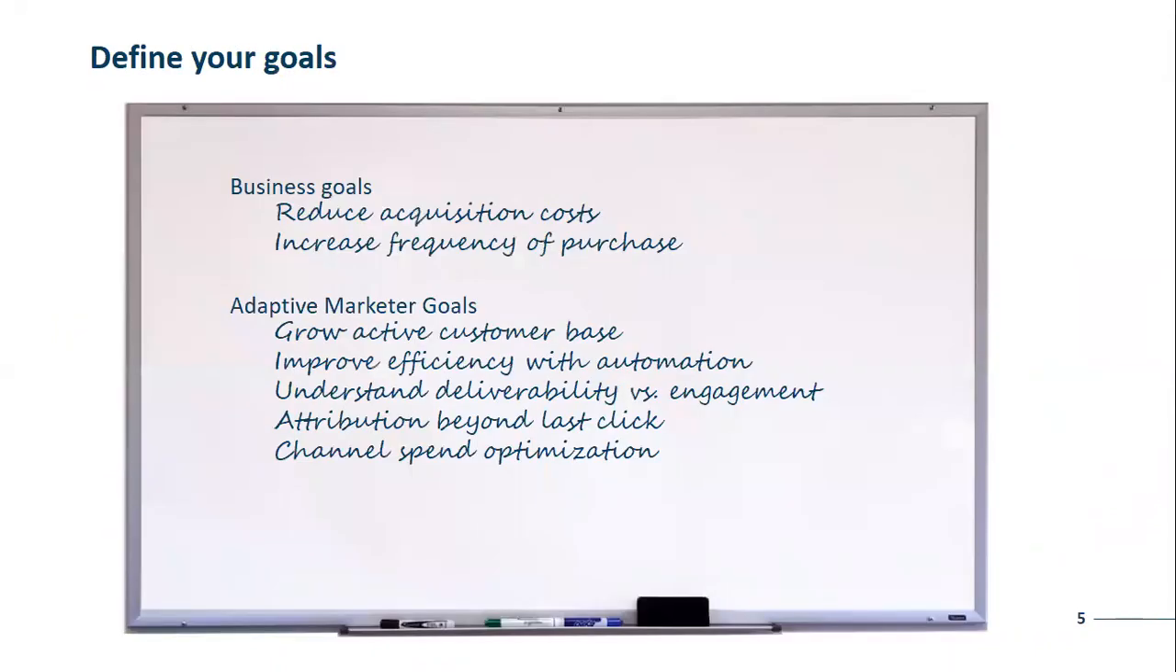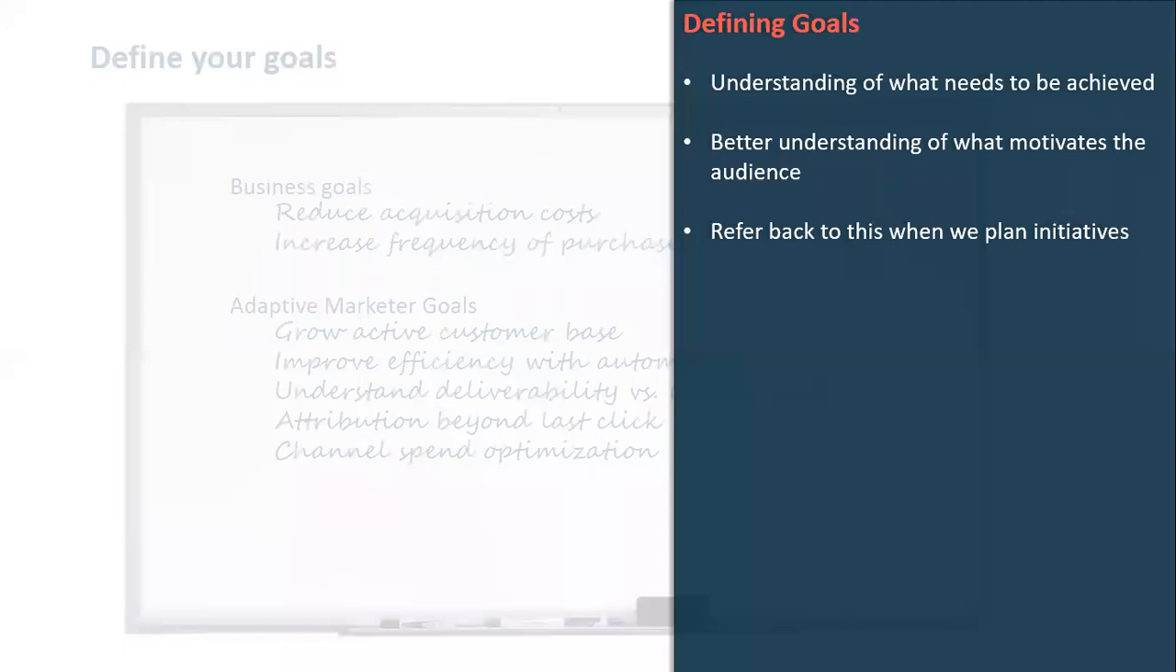So before you embark on any of those activities, it's always a good idea to identify what your goals are as a business, but also your goals as a marketing team as well. And often it sounds like these would be really obvious, but particularly if you've got a quite diverse group of people in the workshops, it's good to make sure everyone's on the same page. And also we refer back to these at the end of the process with the planning stages of summarizing things. So defining your goals up front really helps you understand what needs to be achieved, better understanding of what motivates the audience.